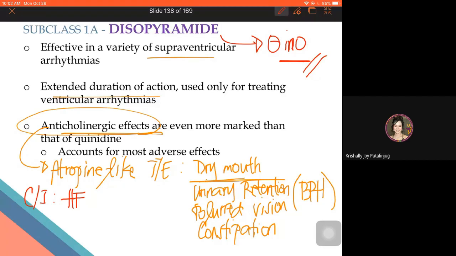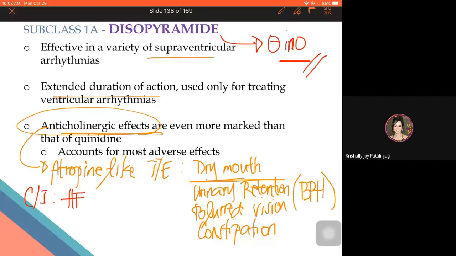Kaya bawal siya sa patient with heart failure, in which na-discuss ko naman anong problema sa heart failure. Weak din mag-contract yung heart. So, pwedeng magkaroon ng severe heart failure, congestive heart failure yung patient upon taking disopyramide. To those patients with heart failure, contraindicated talaga siya. So taken all together, that's for the class 1A agents: disopyramide, procainamide, and quinidine.